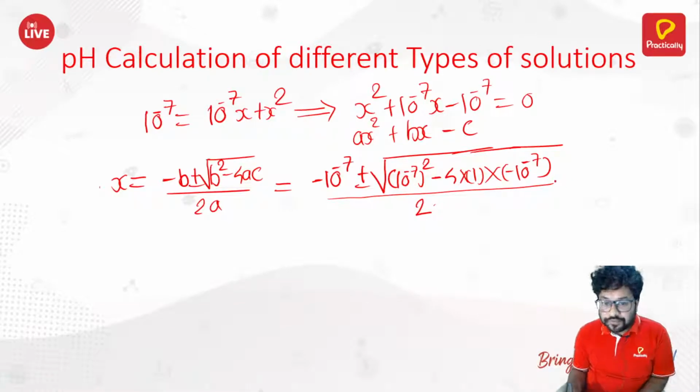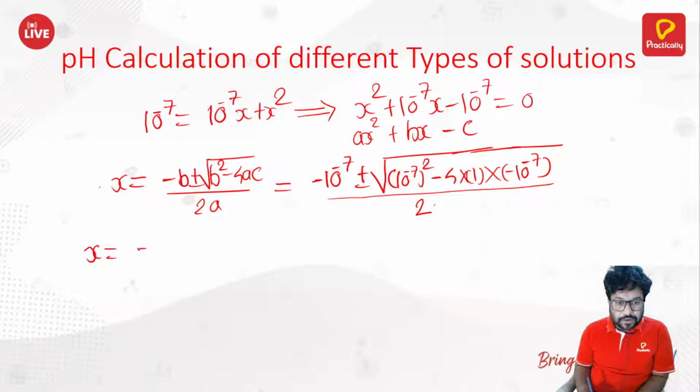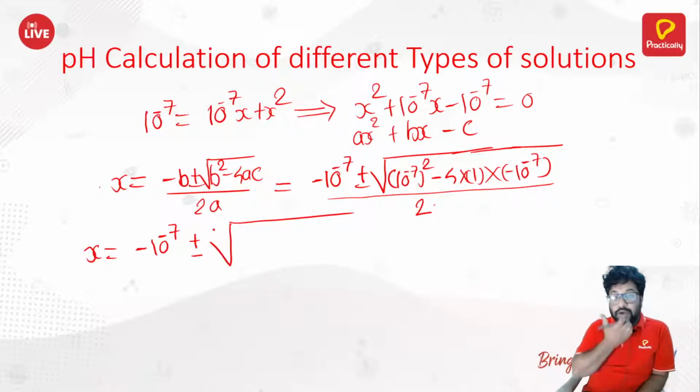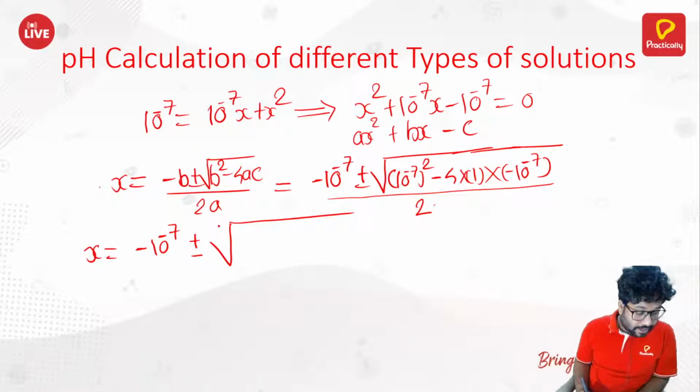So now what does it give you? Your x will be equal to minus 10 raised to minus 7 plus minus under root. Now b square, 10 raised to minus 7.